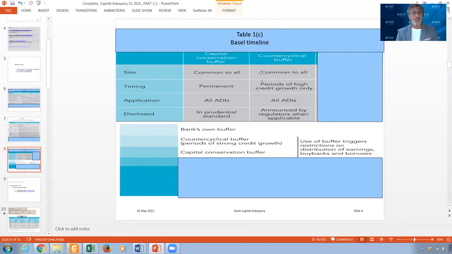So these are the two buffers. I want you to understand it and to know it. This one is already permanent. This one is only in periods of high credit growth, okay? And it has to be announced by regulators. This is already in standard, which means it applies and it's common and it's in effect. This one is only when it is requested, as I said, during those high volatility times.